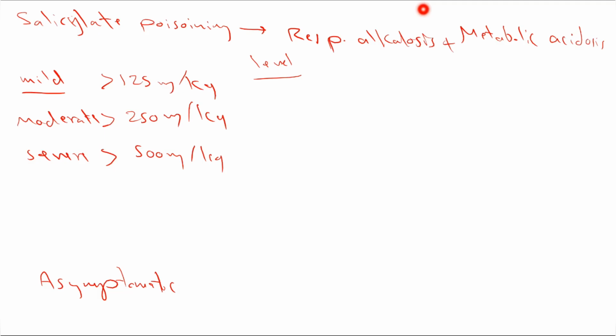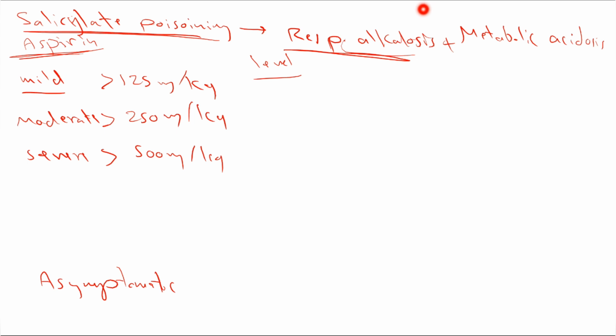Let's come to some other poisoning and go into more detail. Example, salicylate poisoning, aspirin overdose. Aspirin is a derivative of salicylic acid. It's metabolized in the liver and excreted in the urine. If taken in high concentration, it directly stimulates the respiratory center. It causes a respiratory alkalosis.